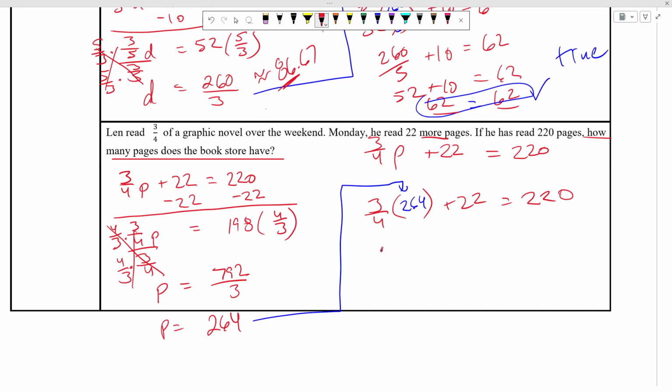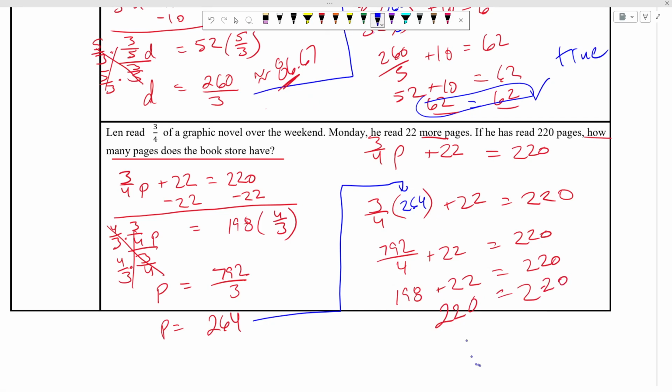3 times 264 happens to be 792, divided by 4, plus 22 equals 220. 792 divided by 4 happens to be 198, plus 22. And you see, add these two up and you end up getting 220. 220 does, in fact, equal 220. We proved it, guys.